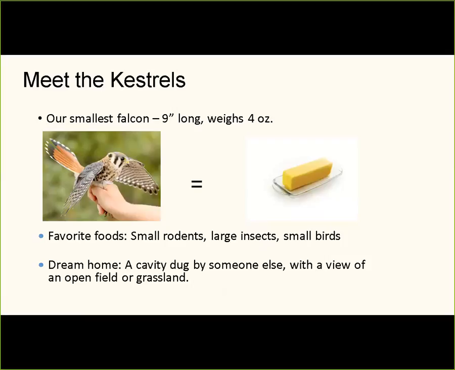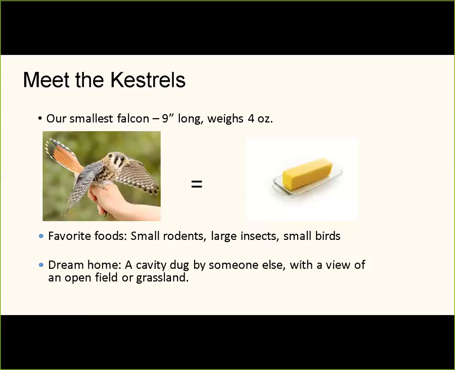Their favorite foods, they are predators. They're small, but they hunt. They like small rodents, voles, mice, that kind of thing, not rats. Rats are way too big. Large insects, grasshoppers and dragonflies, beetles, other large-bodied insects make up quite a large proportion, especially of their summer diet. And small birds. They're birds that eat other birds, which is not uncommon among birds of prey. But they'll take small birds when they can catch them.